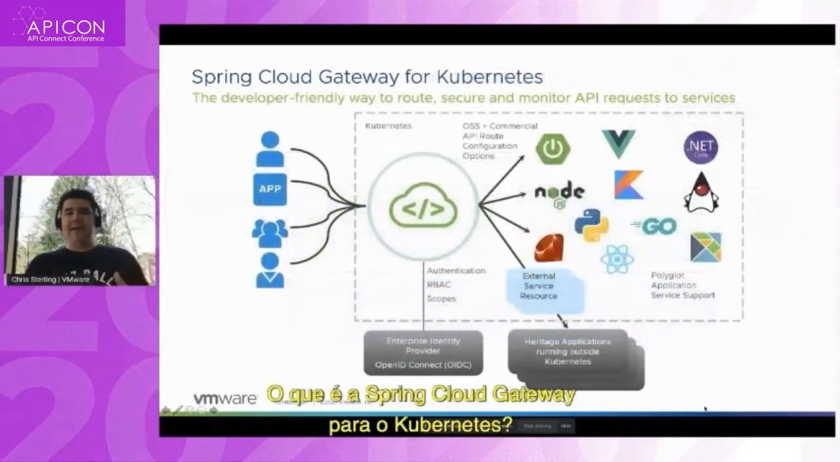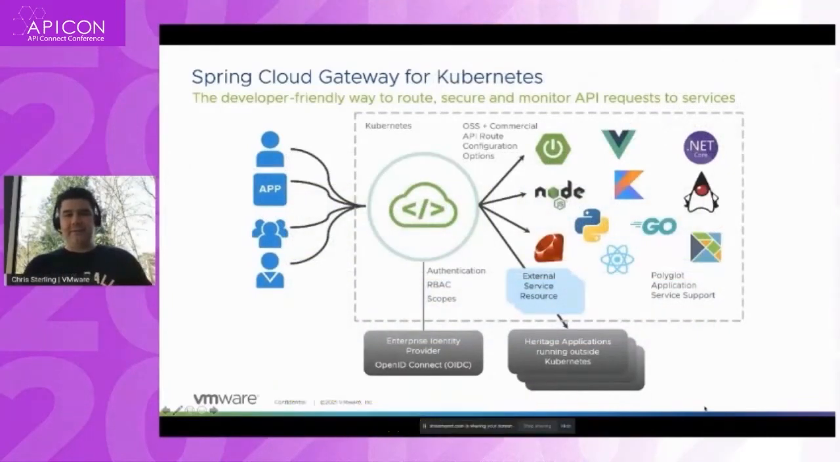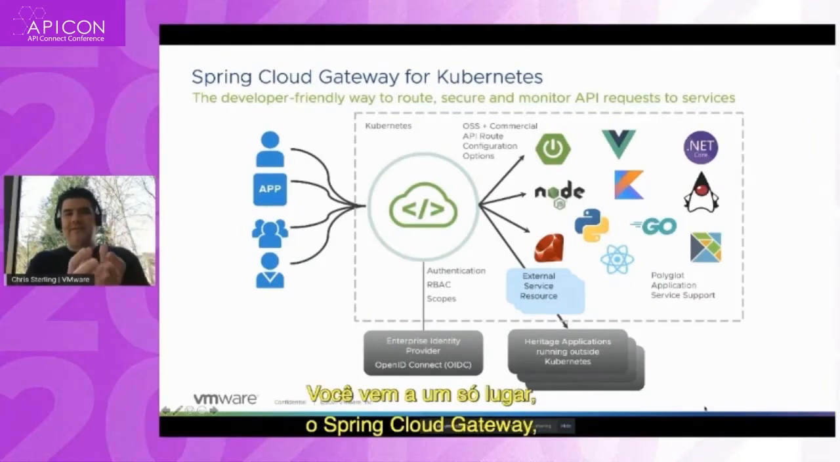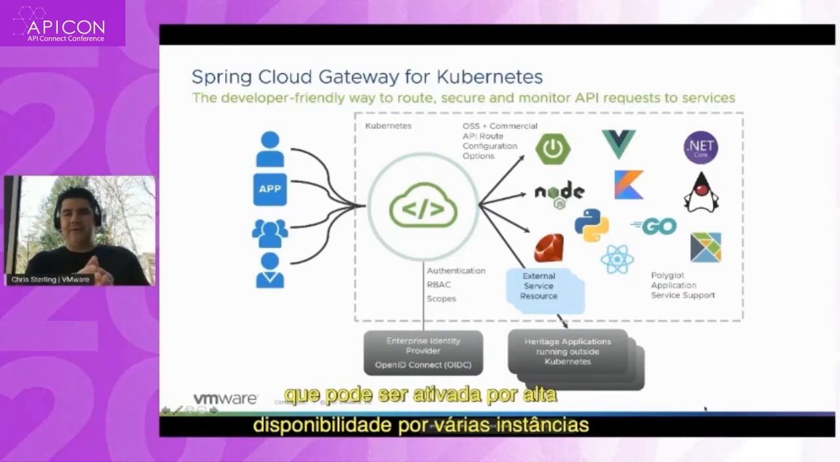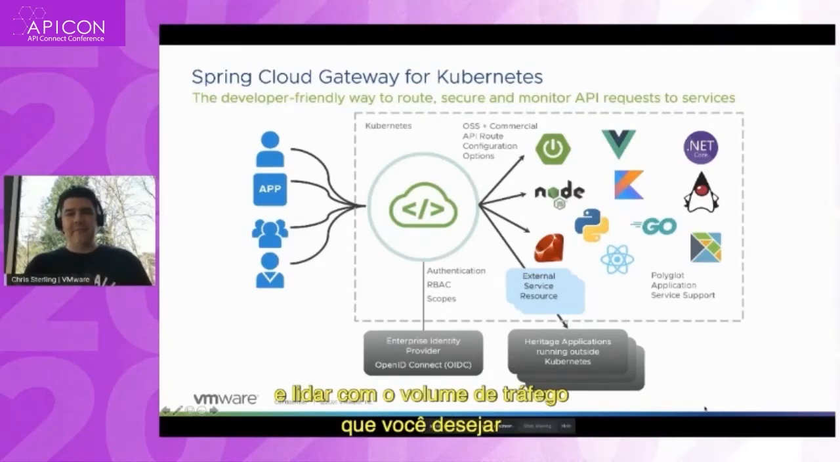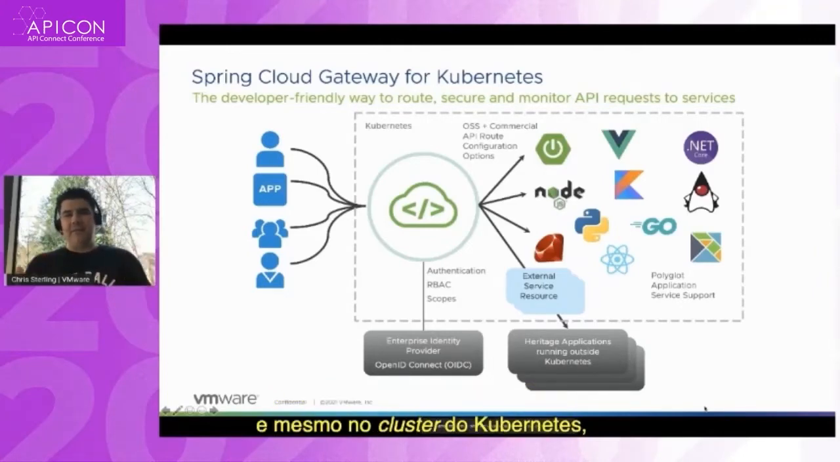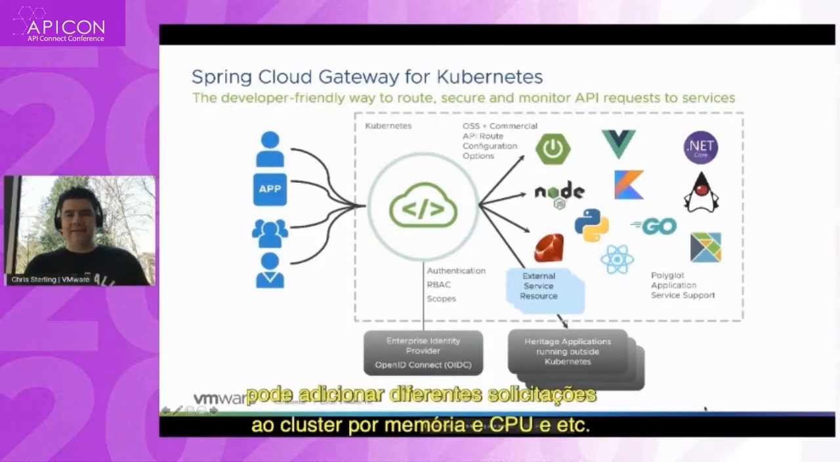So when we look at Spring Cloud Gateway for Kubernetes, what is it? So we talked about that consumer API experience. You're coming into one place, the Spring Cloud Gateway that's in front, which can be HA enabled with multiple instances and handle the volume of traffic that you want. It can also be optimized at the JVM level for performance, and even within the Kubernetes cluster, adding different requests to the cluster for memory and CPU, et cetera.